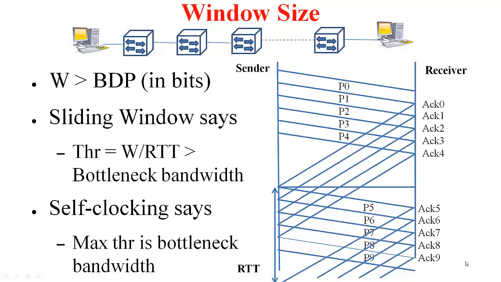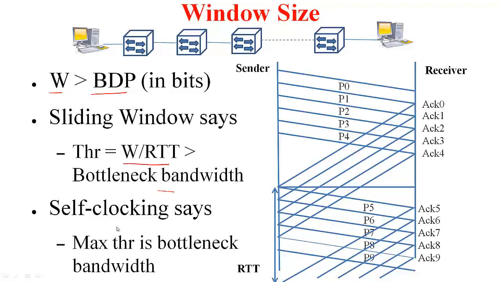Here is a bit of a paradox. Suppose I were to set my window size to be greater than the bandwidth delay product. This can happen because you are estimating W and at times your estimate may exceed the bandwidth delay product. So what is the sliding window protocol saying? The throughput, as we saw before, that you can achieve through the sliding window protocol is this, that is W over round trip time. And this, if you substitute here, is going to exceed the bottleneck bandwidth.